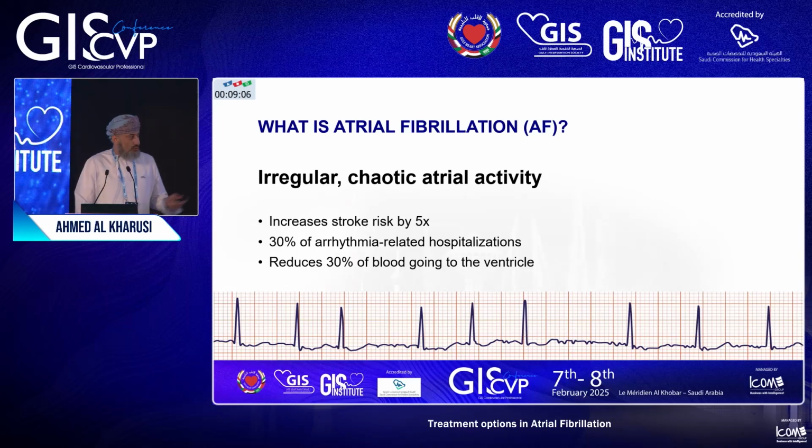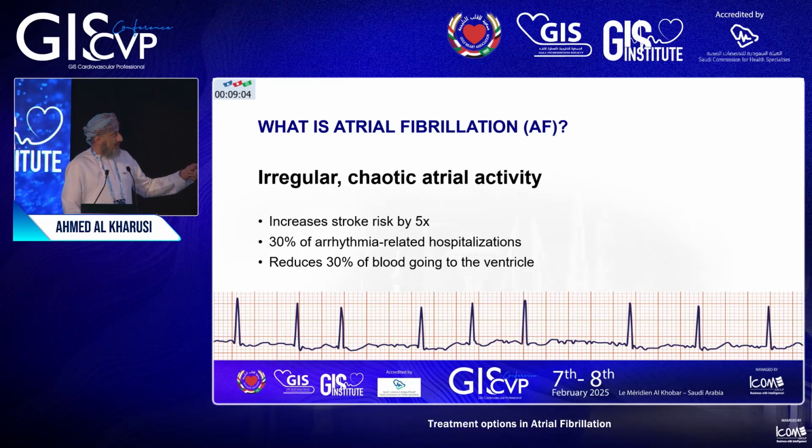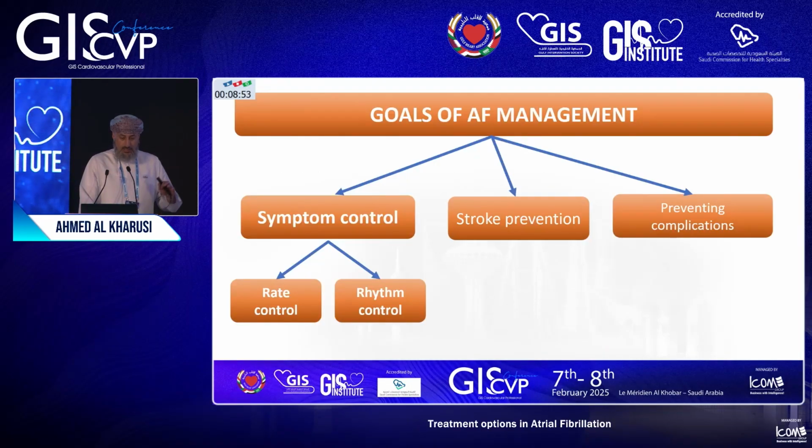It increases stroke 5 times. It is the reason of 30% of arrhythmia-related hospitalizations, and it also reduces 30% of the blood going from the atrium to the ventricle. What are the management strategies?